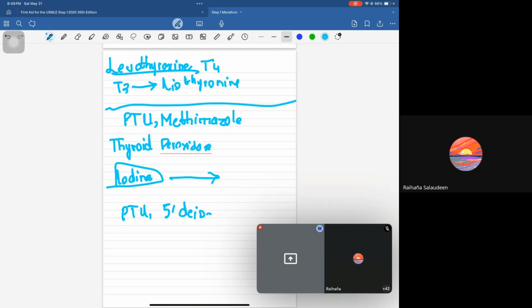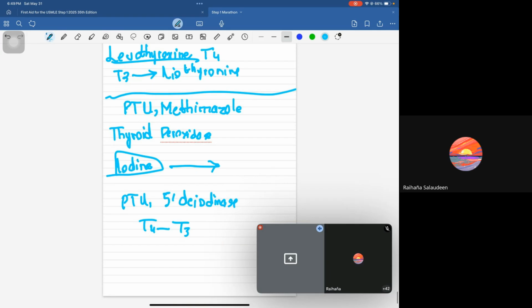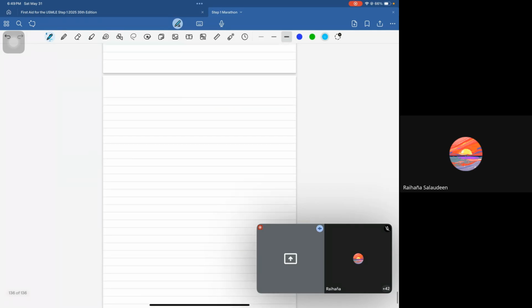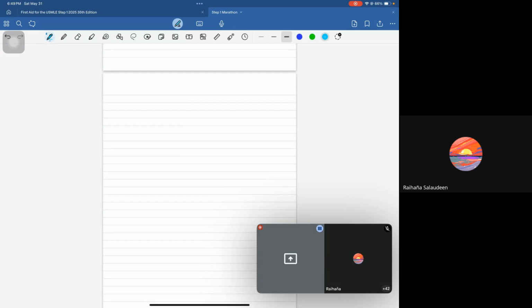So it's gonna block the 5' deiodinase as well. And then when this is gonna get blocked, T4 won't be converted into T3, right? So PTU works on a dual pathway and the methimazole works on a single pathway, right? We usually use this for the treatment of hyperthyroidism, right?